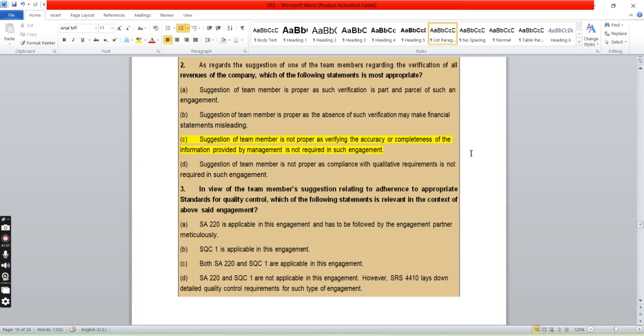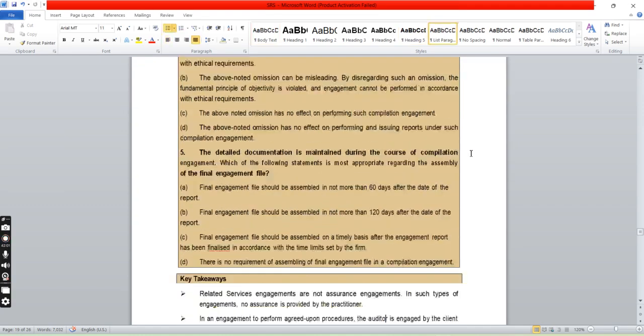As regards the suggestion of one of the team members regarding the verification of all revenue of a company, which of the following statements is most appropriate? Suggestion of team member is not proper as verifying the accuracy and completeness of information provided by management is not required in such engagement. In view of the team member's suggestion relating to adherence to appropriate standards for quality control, which of the following statements is relevant in the context of the above said engagement?